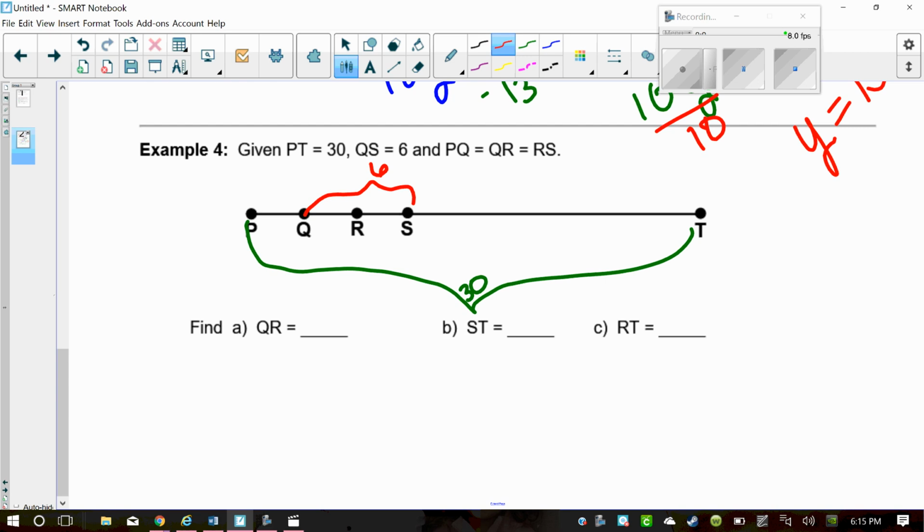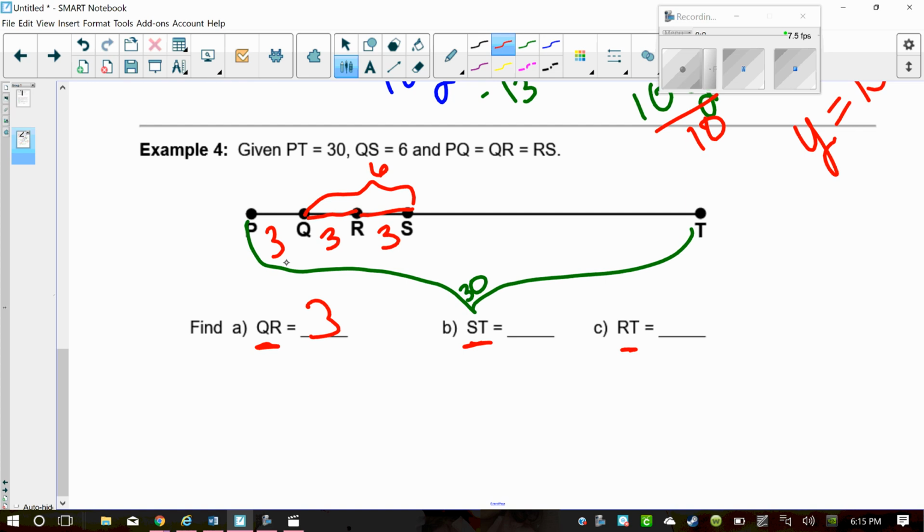So I have seen something like this on the test. What I want you to know is if Q to R is equal to R to S, and they add up to be 6, then each one is 3, right? So 3 plus 3 is 6. And P to Q is also equal to them, so that's also 3. So the first one says what is Q to R, which is 3. The second one says what is S to T, which we need to figure out. And then the third one says what is R to T, which we can figure out also.